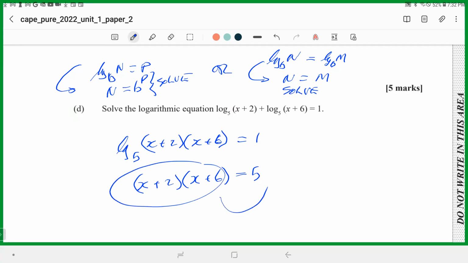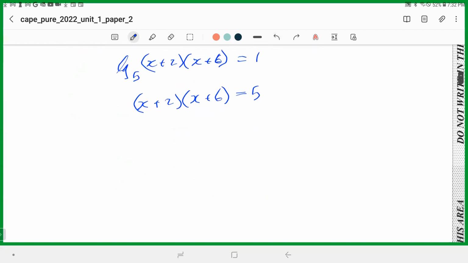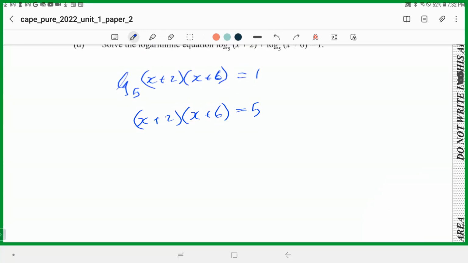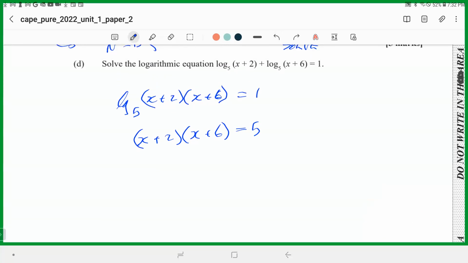That's 6 marks for that, you know. You might get 6 marks in a paper for this. Expand this now. x squared plus 8x plus 12 minus 5 equals 0. Where do we get the 8x? Far product and near product add to 8x. That's how we get the middle term, right?